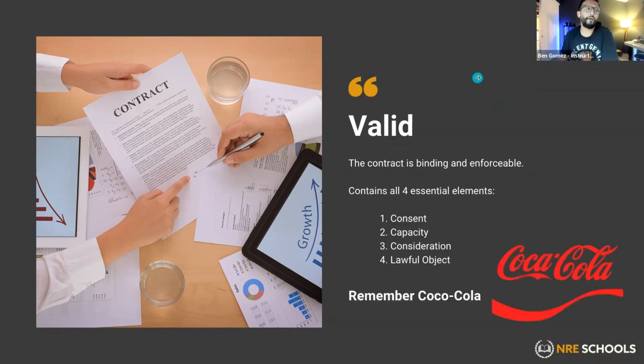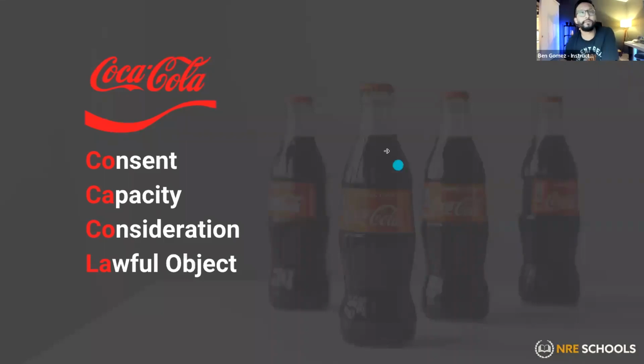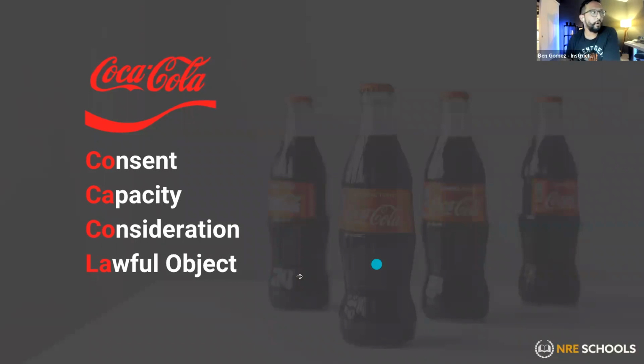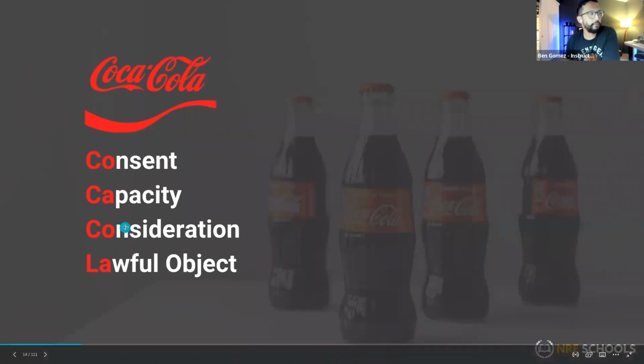How do we remember all four? We've got to remember the acronym COCA-COLA. As I've always said, anytime there's an acronym or some type of mechanism to memorize it, I can almost guarantee you it's going to show up in some form or another on your final real estate exam. COCA-COLA is what we're memorizing here. And the reason why COCA-COLA: consent, capacity, consideration, and lawful object. These are for a valid contract, what makes it binding and enforceable? It's these four concepts: consent, capacity, consideration, lawful object.